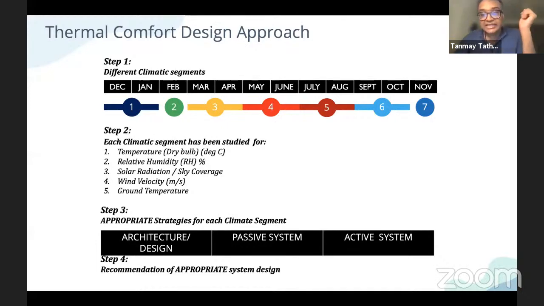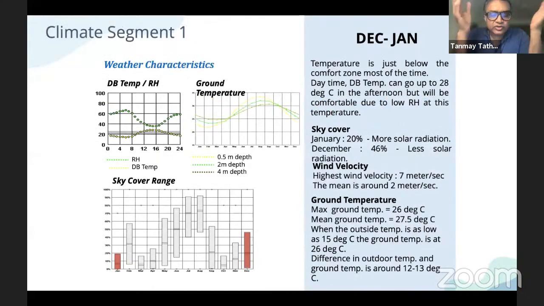Now, in this presentation, I have used a software called Climate Consultant. This is a free to use tool, and you will get a sense of this. I have done this analysis for all segments of the year. I'll only cover one or two to give you an example. So let's say we take December and January. Here we see the temperature and RH range. This is the relative humidity in green. This is the temperature in yellow. And this light gray band here is the comfort parameter between 20 and 25, let's say.